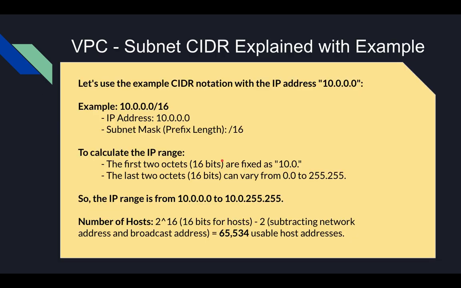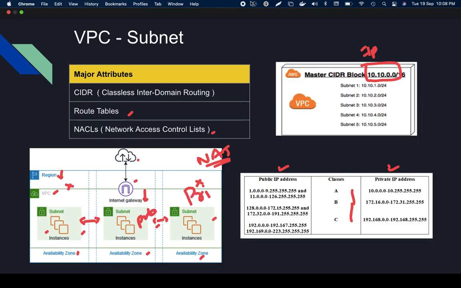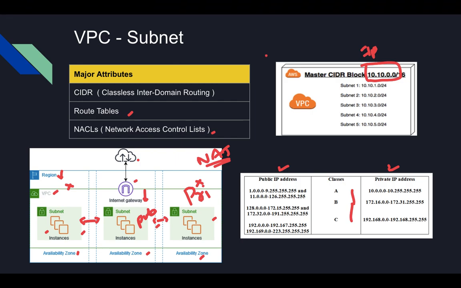Okay, so before getting into this, let me give you a brief introduction about what this CIDR range is and why we call it that, classless inter-domain routing, and how IP addresses and subnet masks work.